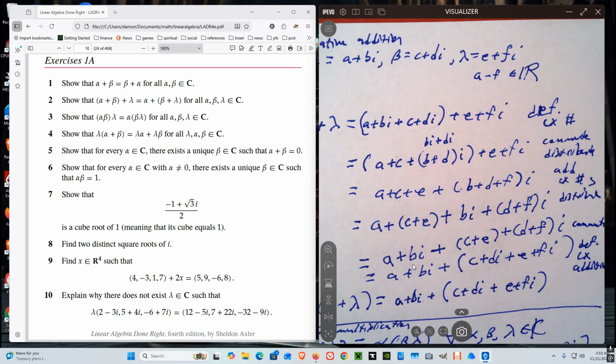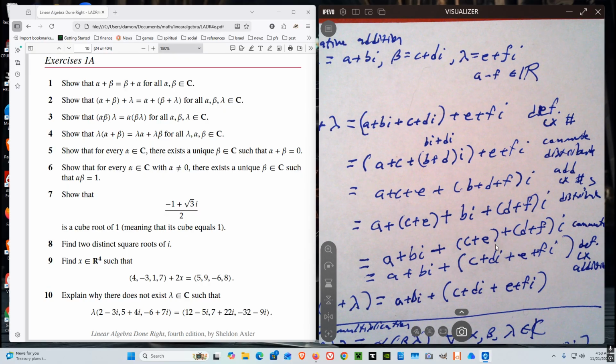Anyway, because of commutativity of complex numbers, you can do A plus Bi. We proved commutativity earlier on in the chapter, so we can use that here. The A and the Bi are being added here, and the C plus E and the D plus F are added here. So you have A plus Bi.